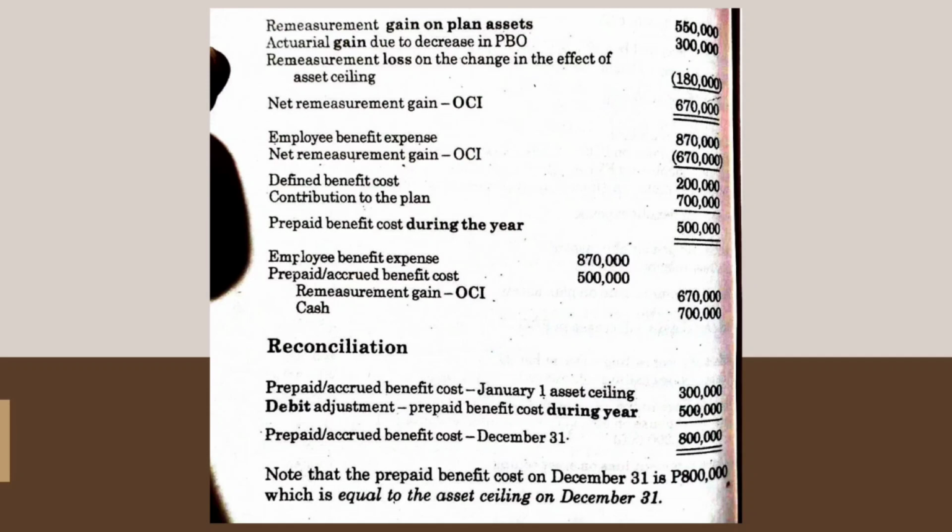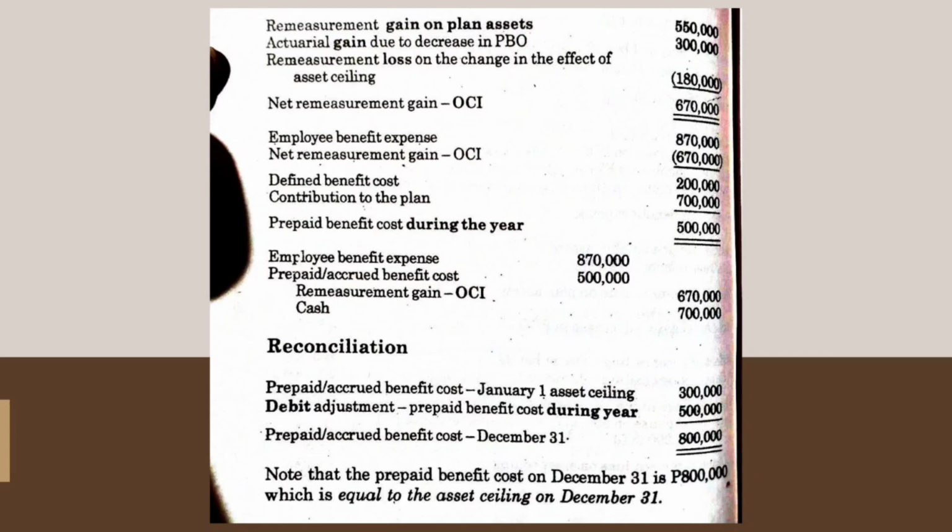So contribution to the plan, which is 700,000. So you will subtract it to get the prepaid benefit cost during the year, which is 500,000. So we'll debit employee benefit expense, which is 870,000, and the prepaid accrued benefit, which is 500,000, and then credit remeasurement gain, 670,000, and the cash, which is 700,000.